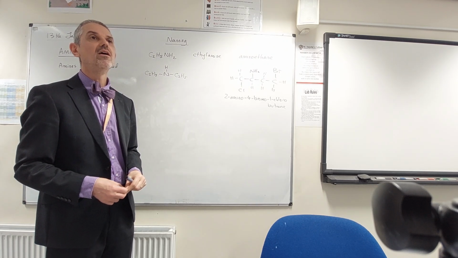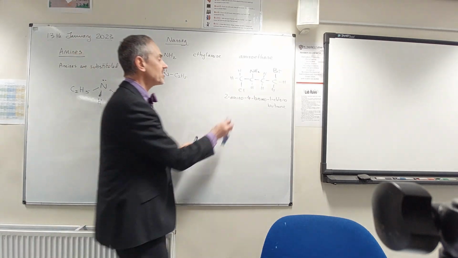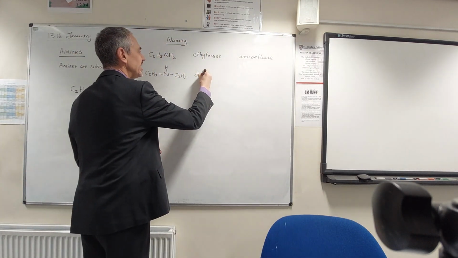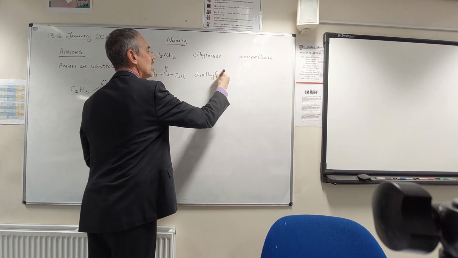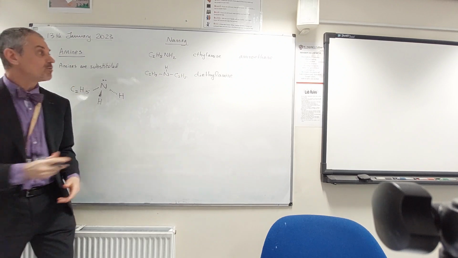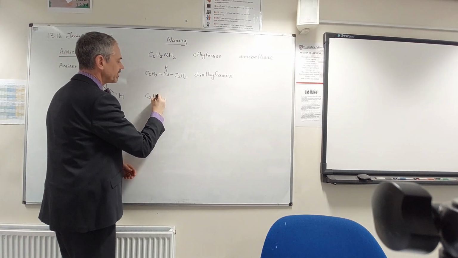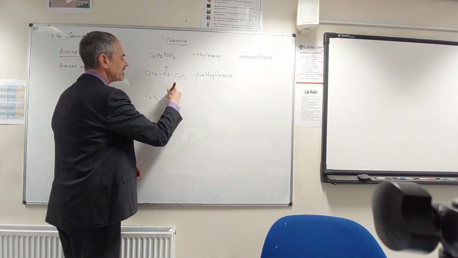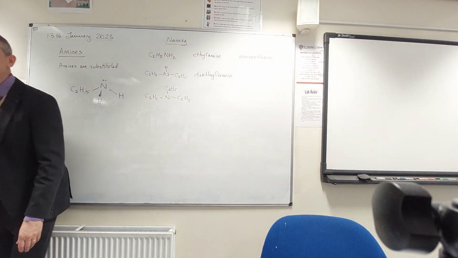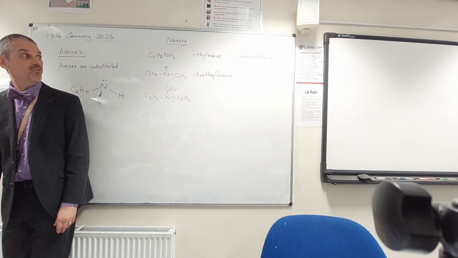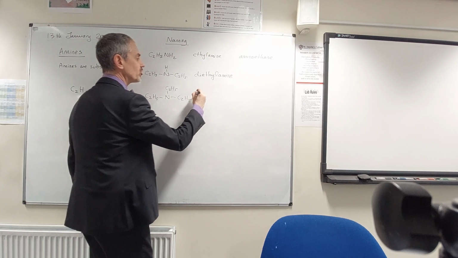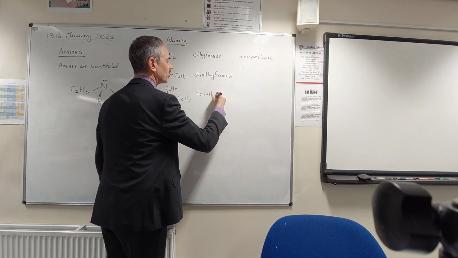Diethylamine, that's pretty intuitive, isn't it? Because we've got 2 ethyl groups on the amine. Let's go one further. Let's stick a third one in. Yeah, so we can have 3 there. If we've got 3 hydrogens to remove, then we can put in 3 alkyl groups, and that would be triethylamine.